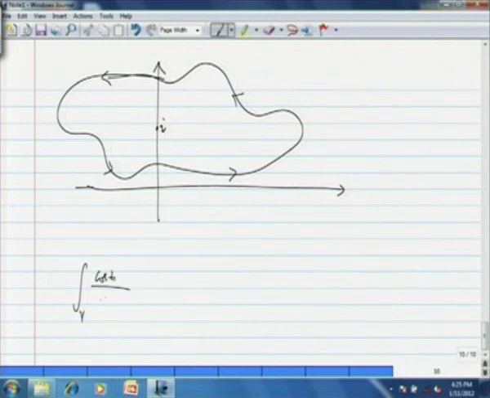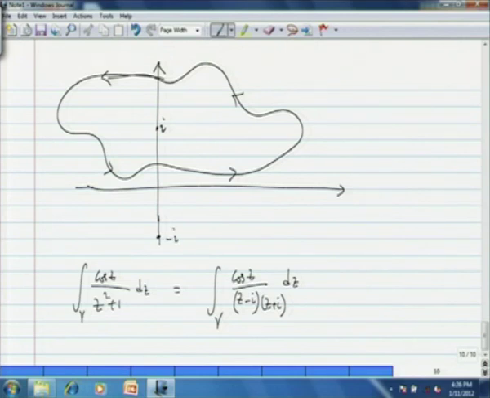Let me look at the integrand cos z by z squared plus 1 dz. This can be written as the integration of cos z by (z minus i)(z plus i) dz. You see that there are two values of z which make the denominator 0: one of them is i and the other one is minus i. Since minus i lies in the lower half plane, we do not have to worry about that. So, I will write this as cos z over z plus i, divided by z minus i dz.